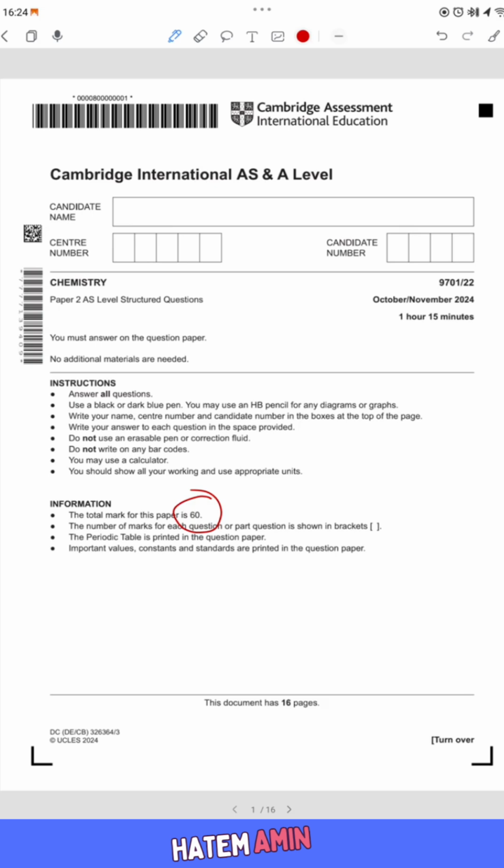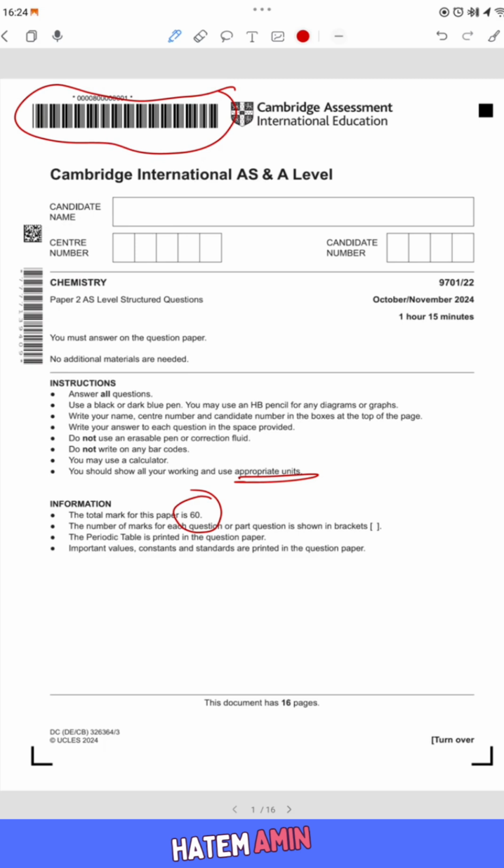Don't use corrector. Don't touch these codes, they are very important. And you can use your calculator. You should show all your working and your appropriate units. This is a very important point. Don't just write your answer without showing your work. It is very important to show your work and your calculation, as it gives you a chance to write what you know and to explain what you know.